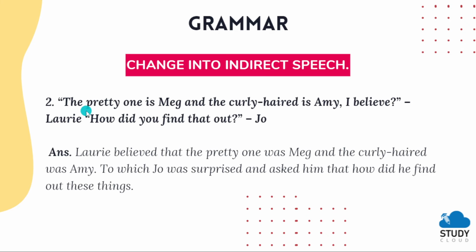Second example is, "The pretty one is Meg and the curly haired is Amy, I believe," said Laurie. "How did you find out that?" said Joe. So the first sentence is said by Laurie and the second one is said by Joe. So here we see both are ending with a question mark. But in indirect speech, we will have to remove those. Laurie believed that the pretty one was Meg. See, "is" will become "was." Laurie believed that the pretty one was Meg and the curly haired was Amy. To which Joe was surprised and asked him how he found out these things.